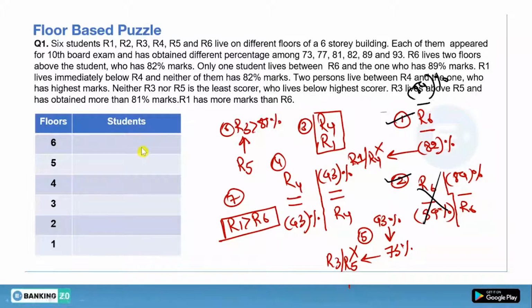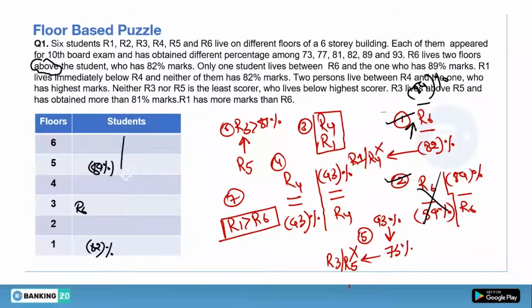So let us suppose R6 is here, okay, and R6 is living above 82% mark student, that is given in our question, as I already explained to you. So if R6 is at number 3, then 82% will go on number 1, and R6 is above 89%, so 89 must go here.